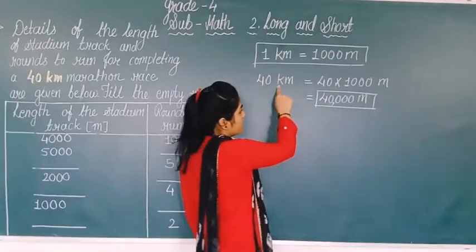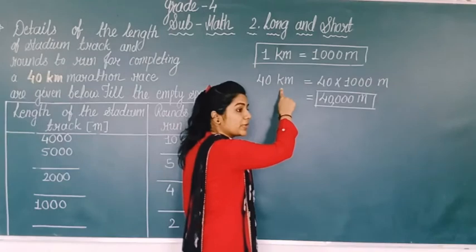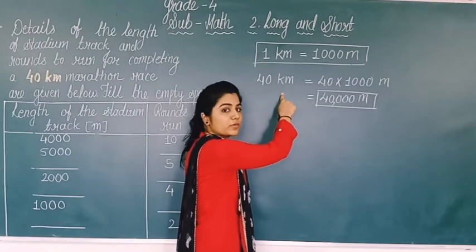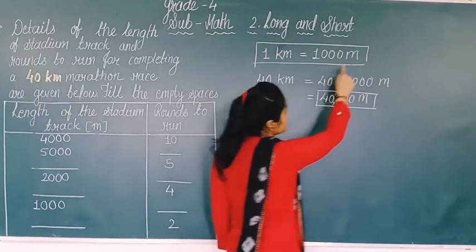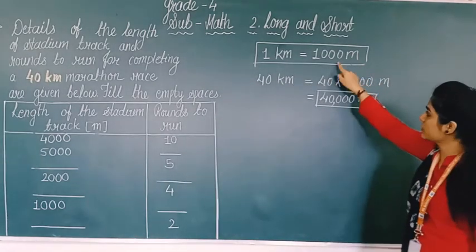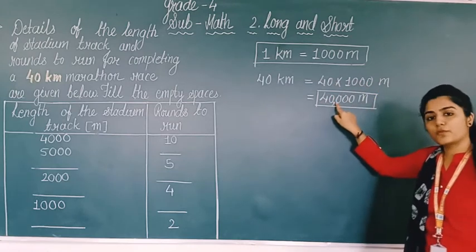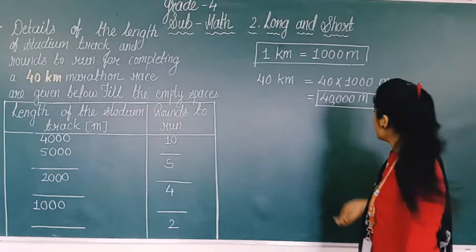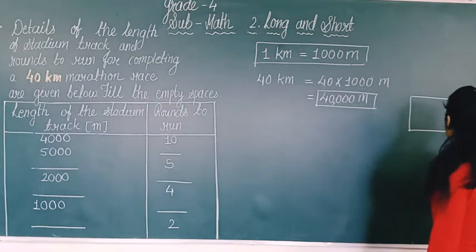That means we are converting this kilometer into meter. Kilometer is a big unit, right? So from kilometer to meter, we are converting a big unit into a small unit, so we have to do multiplication here. Multiplication with 1000. So 40 multiplied by 1000 is equal to 40,000 meter. Now this 40,000 meter is our length of the stadium track, right?